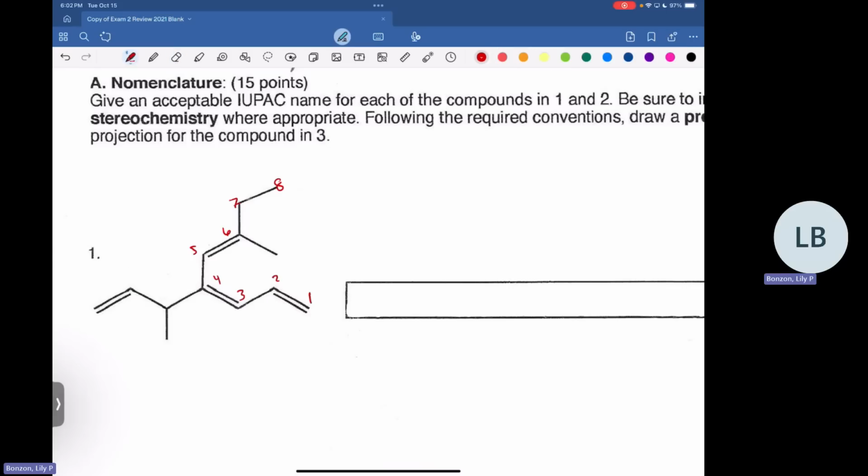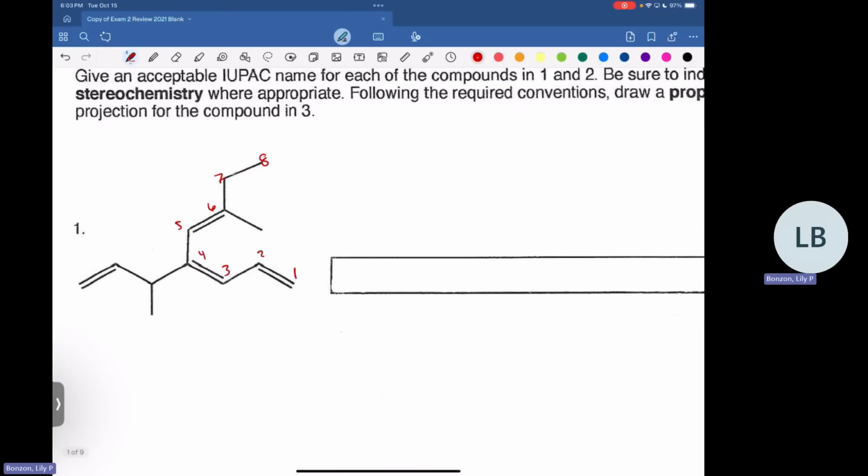And then again, our alkenes are going to be our highest priority group, so we want those to have the lowest number possible. So we're going to start numbering from the bottom right like I did here, because that puts our alkene on carbon 1. If we numbered it the other way, starting from the top right, we wouldn't get to an alkene until carbon 3, and that's not good.